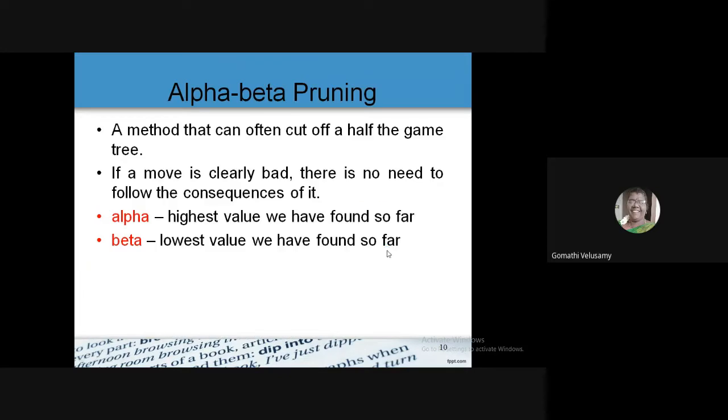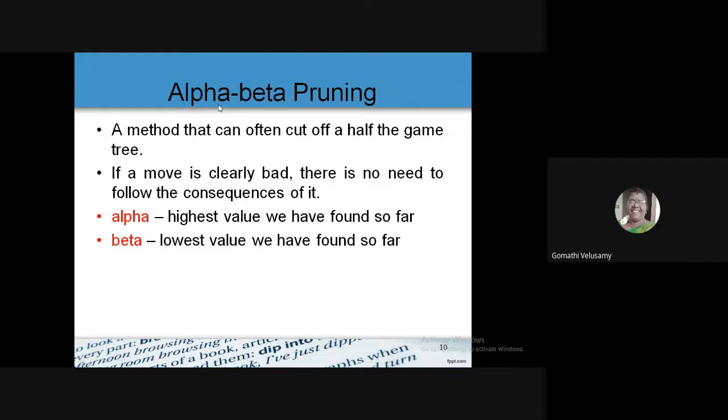But rather than having the entire analysis of the game tree, alpha beta pruning is one of the methods which can cut off at least half of the game tree. So you need not analyze the entire tree. You can skip the analysis of some portion of the tree. So that is the purpose.